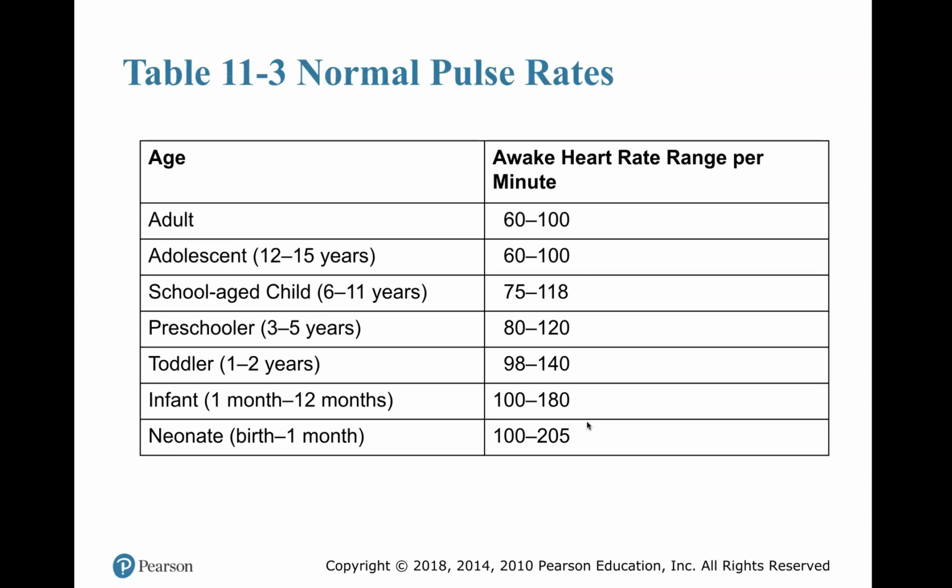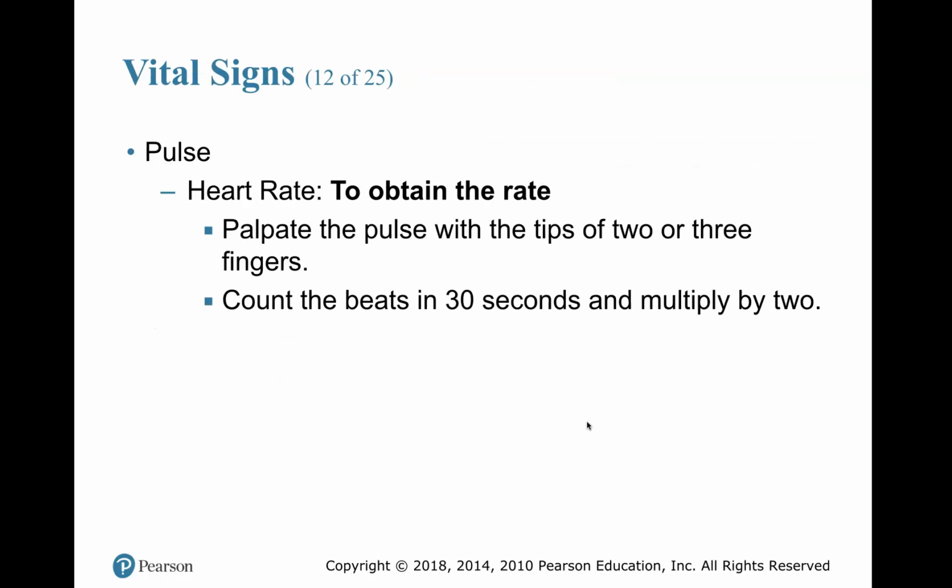Here are your normal pulse rates for your age groups. Notice the younger the patient, the higher the heart rate, so don't freak out. To obtain the heart rate, palpate the pulse with the tips of 2 or 3 fingers. Do not use your thumb. Your thumb can contain its own heart rate, so you don't want to get a false reading. So you use your pointer finger and your middle finger, and maybe your ring finger if you need 3 fingers. Count the beats in 30 seconds and multiply by 2. That's fine. You can also count the beats in 10 seconds and multiply by 6. I don't care how you do it as long as you get a good minute rate.